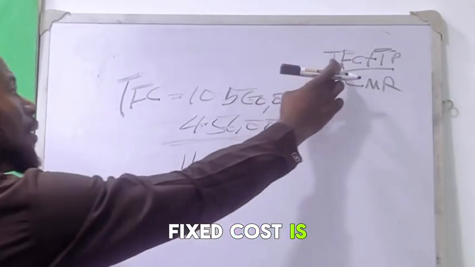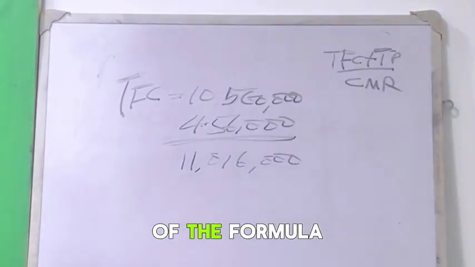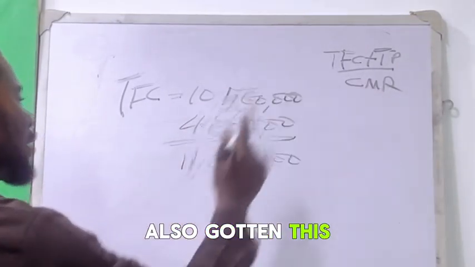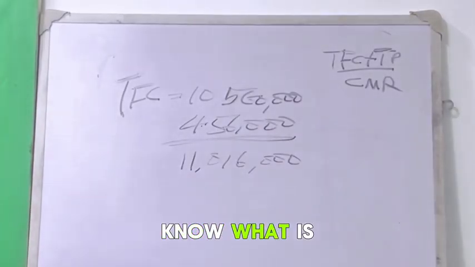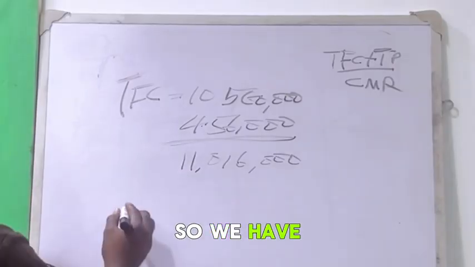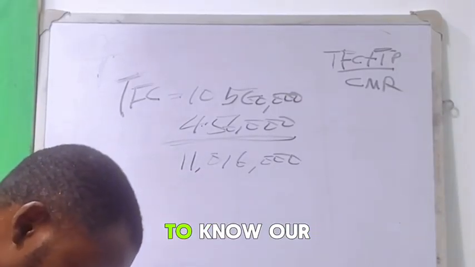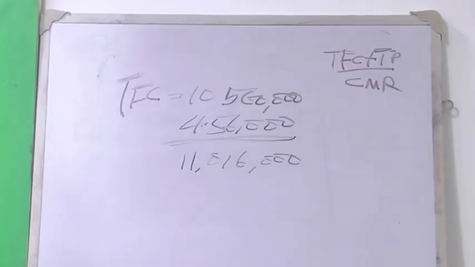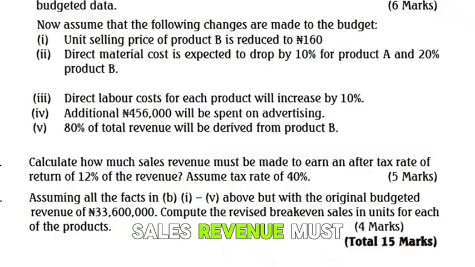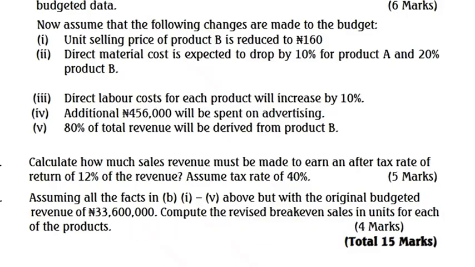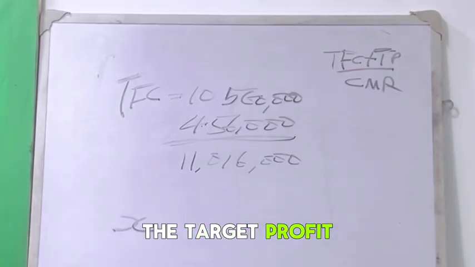Now the total fixed cost is this. So we have gotten a part of the formula. Now we have also gotten this. But we don't know what the target profit is. So let's go and look at that part very well to know our target profit. Now they say calculate how much sales revenue must be made to earn an after-tax rate of return of 12% of the revenue. So it is the rate of return we are given, not the profit. So because we don't know, let's assume that the target profit is X.